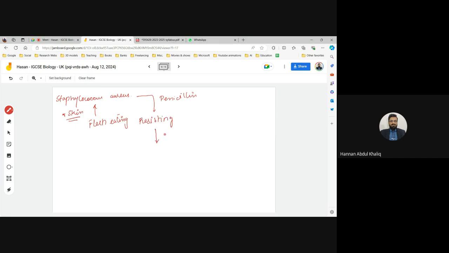Then we created a derivative of penicillin called methicillin. And after some time, it started resisting that again. So now we are naming this bacteria as methicillin resistant Staphylococcus aureus, MRSA. I think you can recall the things.